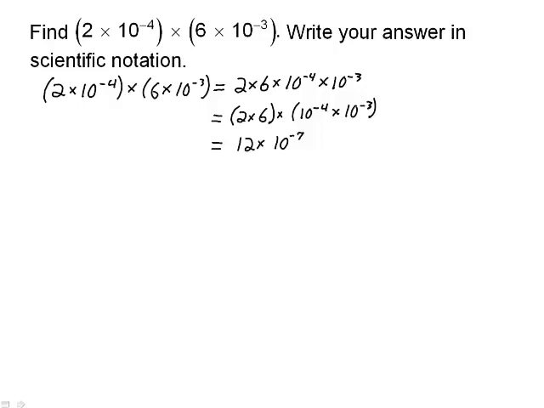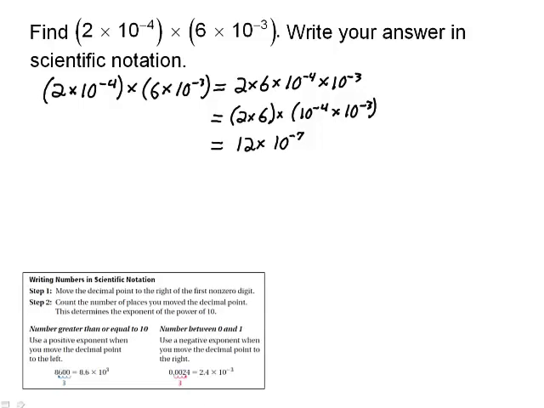Let's review how to write a number in scientific notation. First, you move the decimal point to the right of the first non-zero digit. Then, you count the number of places you moved the decimal point. This determines the exponent of the power of 10. For a number greater than or equal to 10, you use a positive exponent when you move the decimal point to the left.